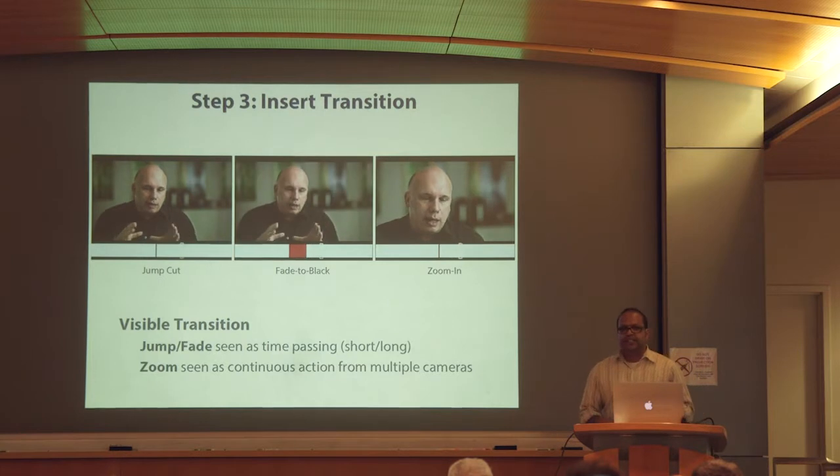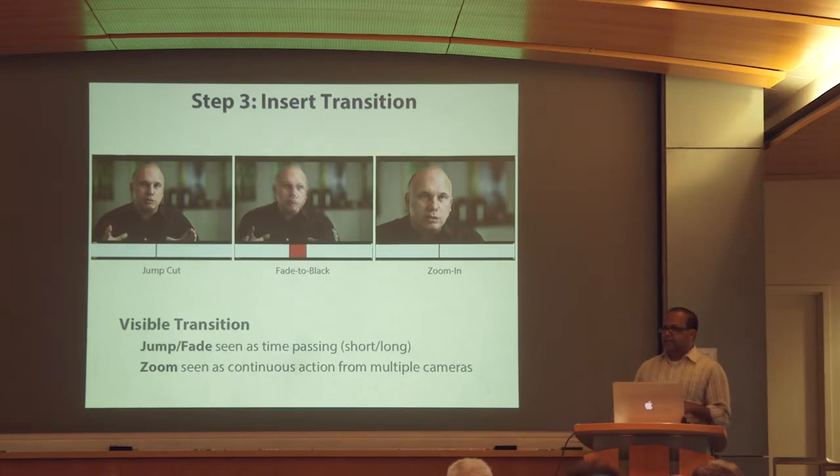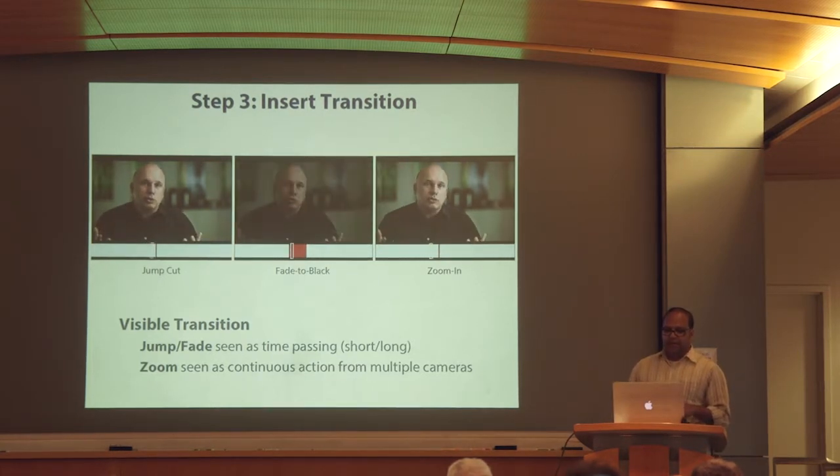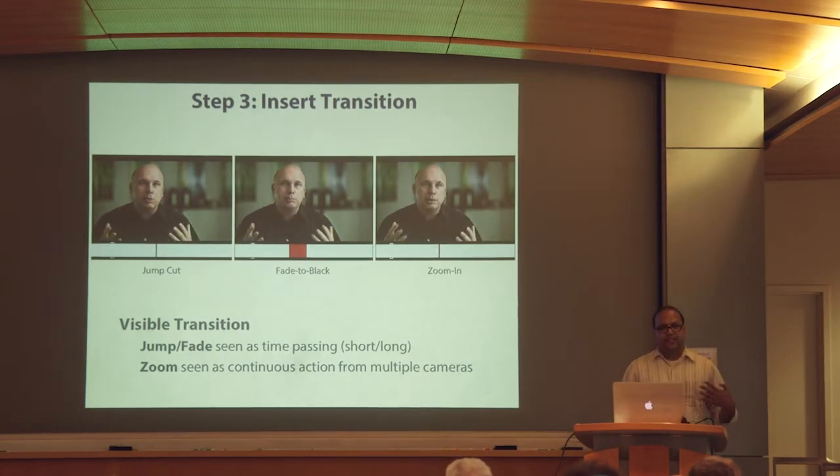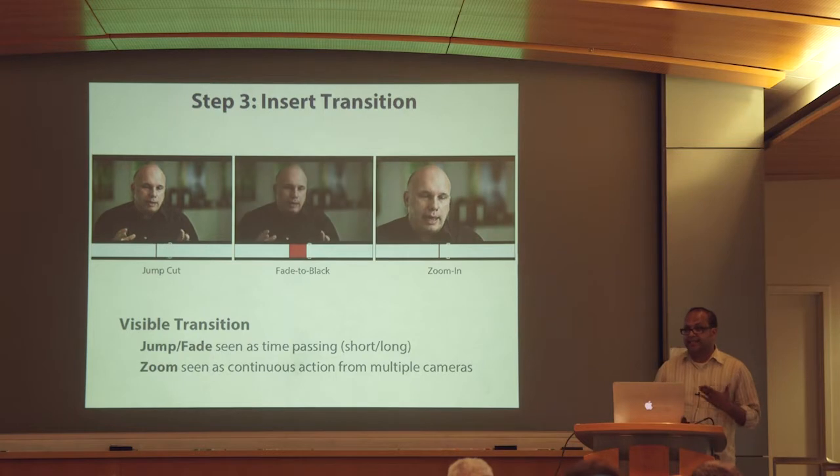So finding good cut locations often requires looking at the video frame by frame to find exactly the right moment to cut. And finally, the editor has to insert a transition that connects the remaining video segments. And visible transitions like fades, jumps, and zooms are most common. They also have well-established meanings. So a fade, for example, often implies a passage of time.